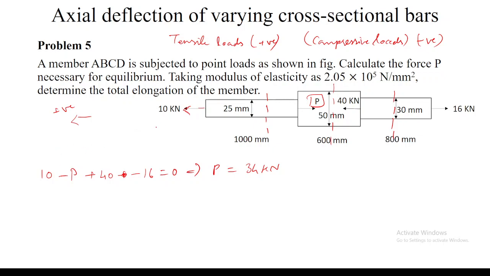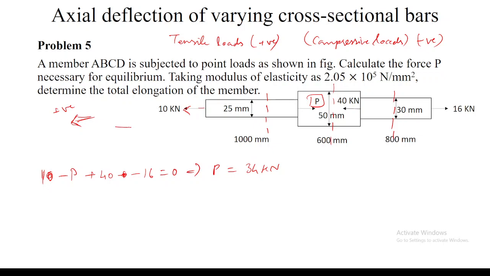See, here I have taken the loads which are acting towards the left hand side as positive, which I am imagining as a tensile load. So I am taking this convention as positive. Here, if you see, 10 is acting towards the right hand side, which I am imagining as a compressive load, so I am putting minus P. Then again, 40 is acting towards the left side, so I am taking it as a tensile load and substituting a plus value. Similarly for 16, since it is acting towards the right hand side, I am taking it as minus 16.